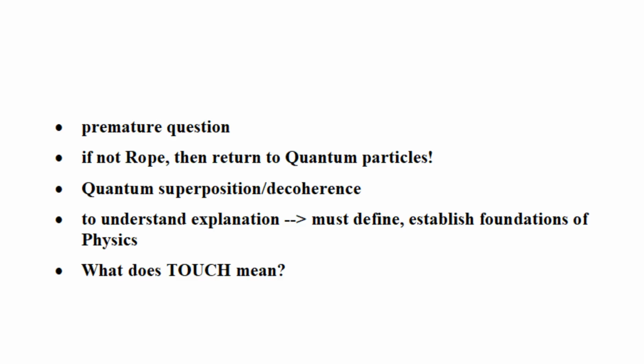Here's the second one. If we reject the rope, we have to go back to quantum, or classical, whichever. In other words, we have to say, okay, we're not going to accept the rope. We have to go back to particles. We have to go back to waves. That's all we have, because in the last 400 years, we've only had three proposals on the table.